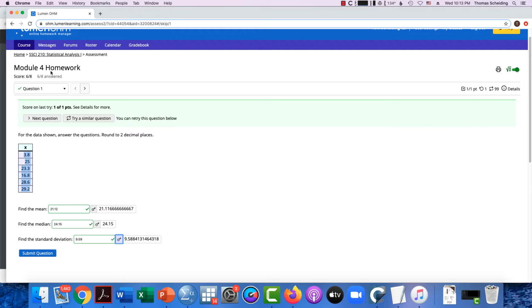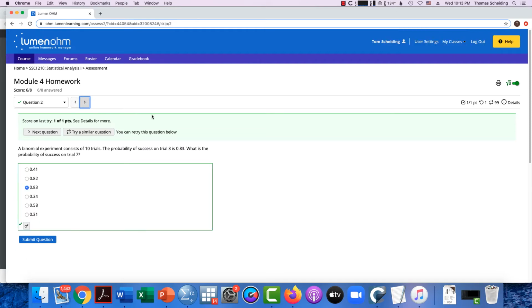Let's look at number 2. This one is actually not something you need to calculate, because what we know from a binomial experiment is that the probability of success is equal on each trial, meaning the probability of success on trial 7 is the same as the probability of success on trial 3, meaning it's 0.83. Let's look at number 3.